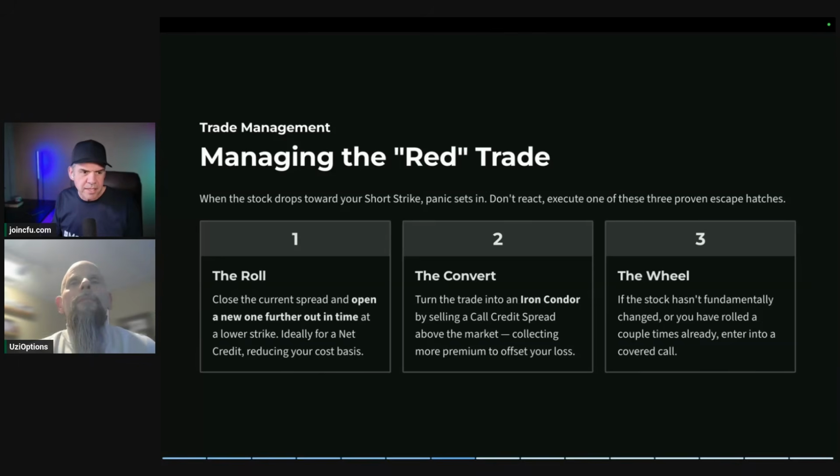Rolling is one of the things that I love to do. I've often shared with other people on the show that I'm a rollaholic. I'll roll and roll and roll until I can get the trade to go absolutely perfect and into profit. That's my main goal. I want every trade that we enter into to become profitable. I will roll a trade.